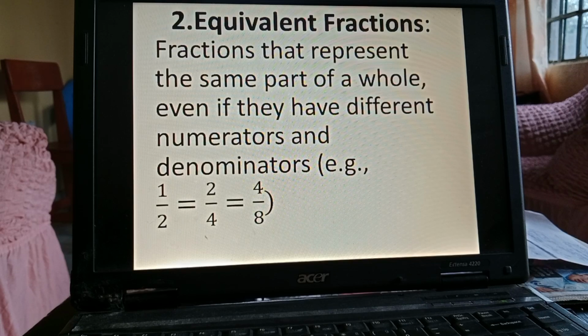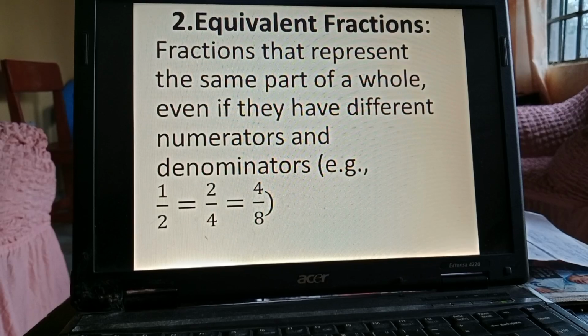So if you have 1, you can divide it into 2, you get a half. If you have 4, there will be 2 out of 4, that's half. And if you have 8, you divide 8 into 2 fours.